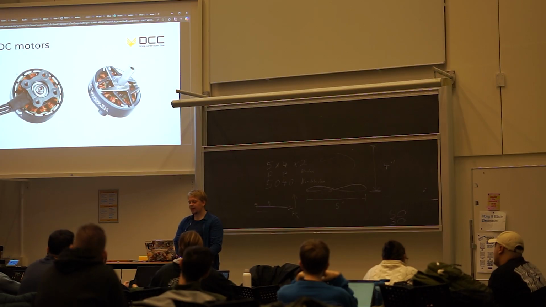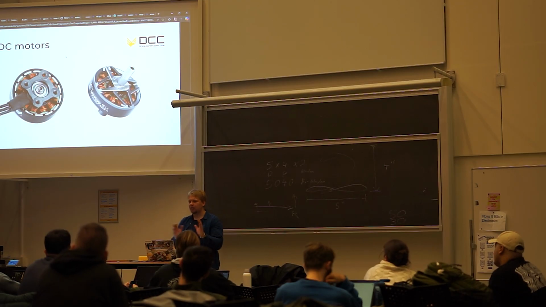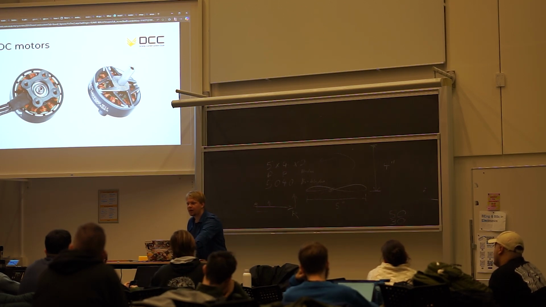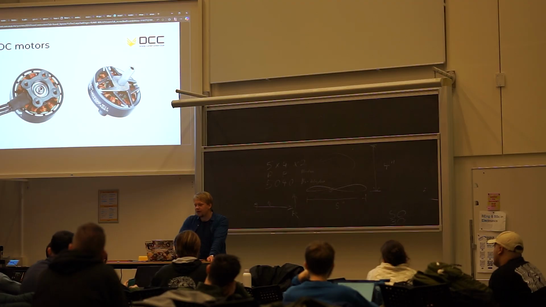You have permanent magnets on the outside. Now, there are outrunners and inrunners. The difference between those is where the permanent magnets are. On an outrunner, the permanent magnets are on the bell. You call this the bell, and then you have the stator, which is the inside part. Stator, static, it has the electromagnets.